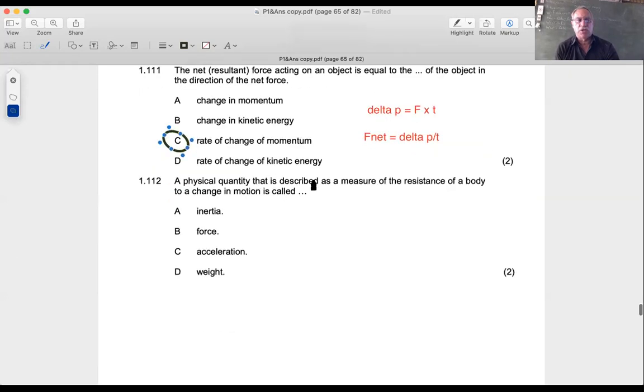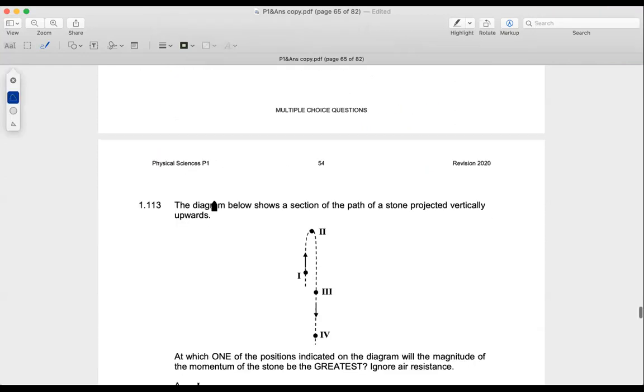A physical quantity that is described as a measure of the resistance of a body to change in motion is called inertia. It's the same as its mass.